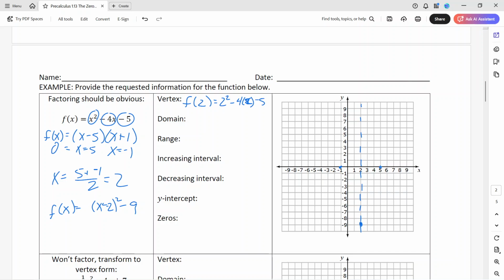So the domain is the set of all real numbers. So I can say it several ways, like this, or I could say that x could be anything from negative infinity to positive infinity. Either way is fine.